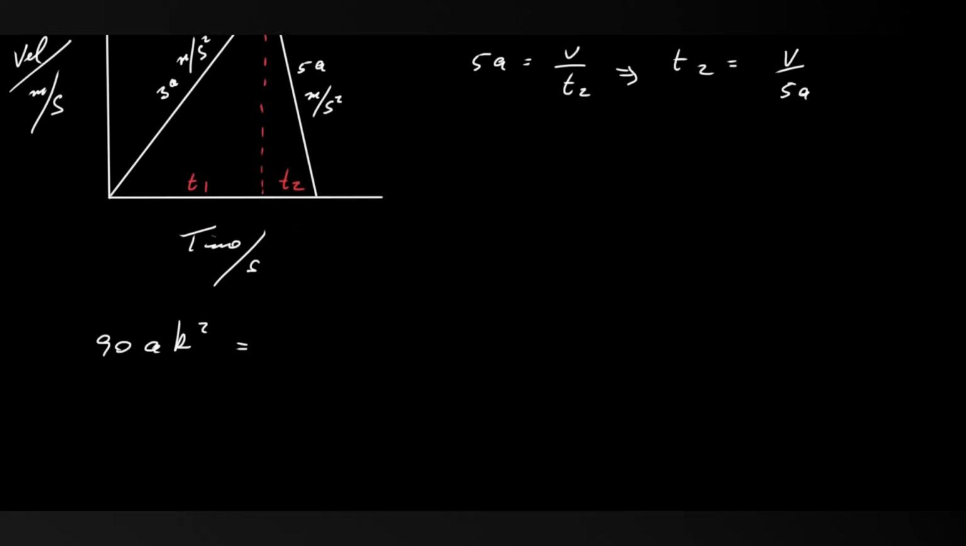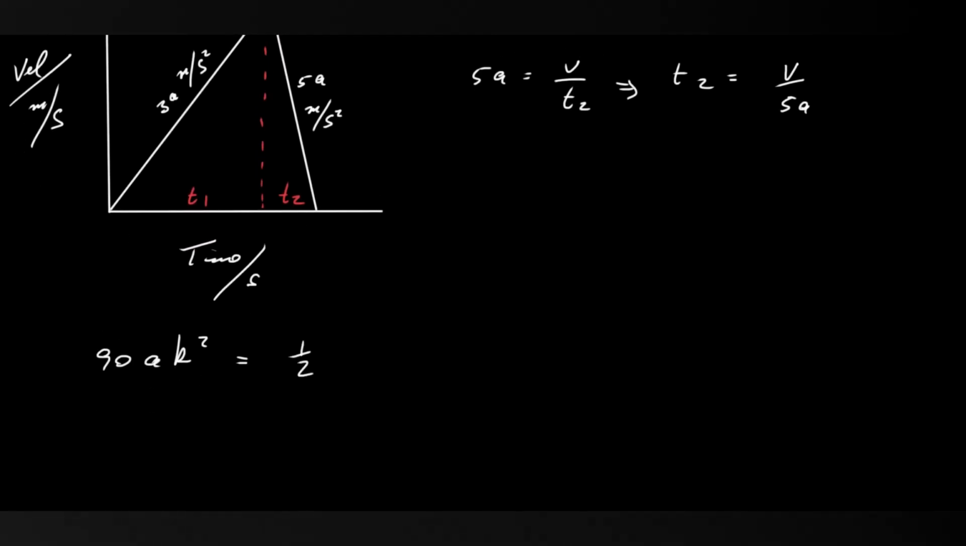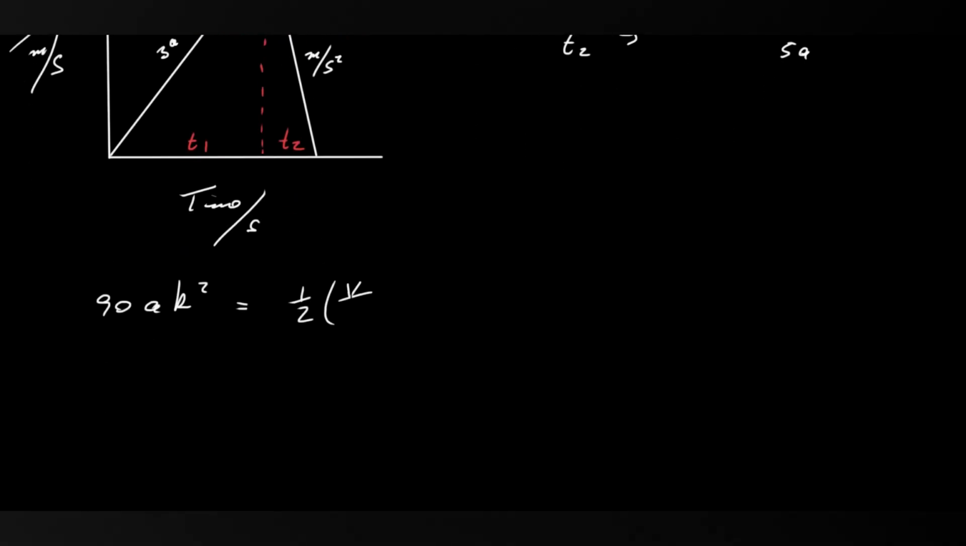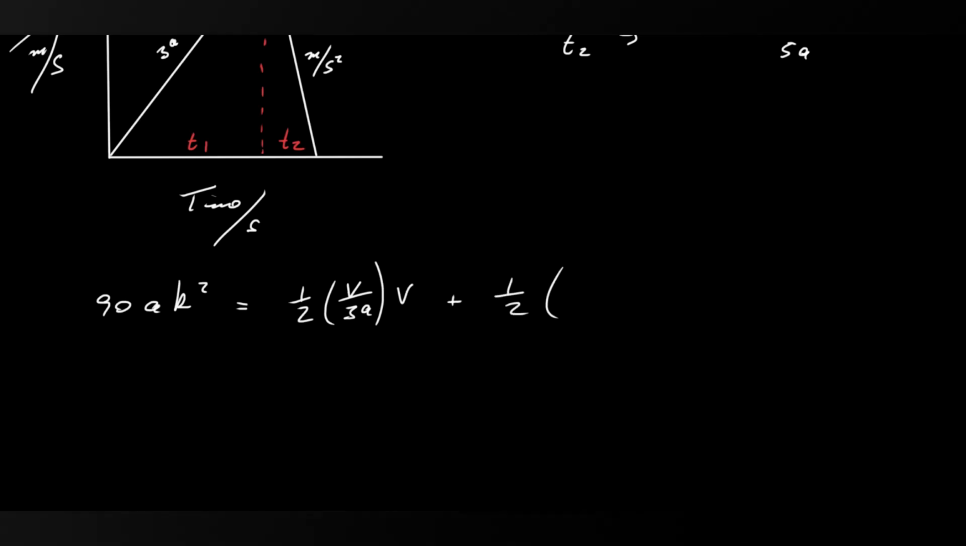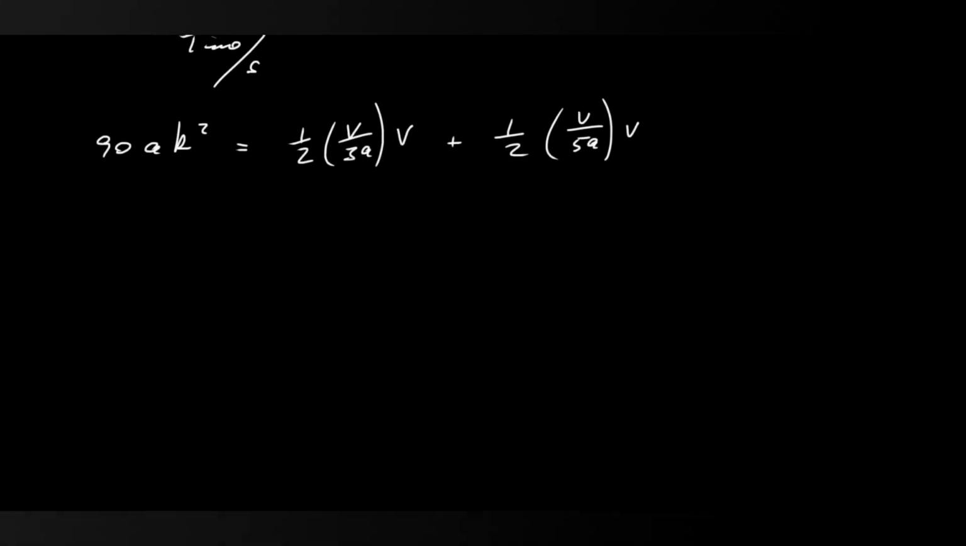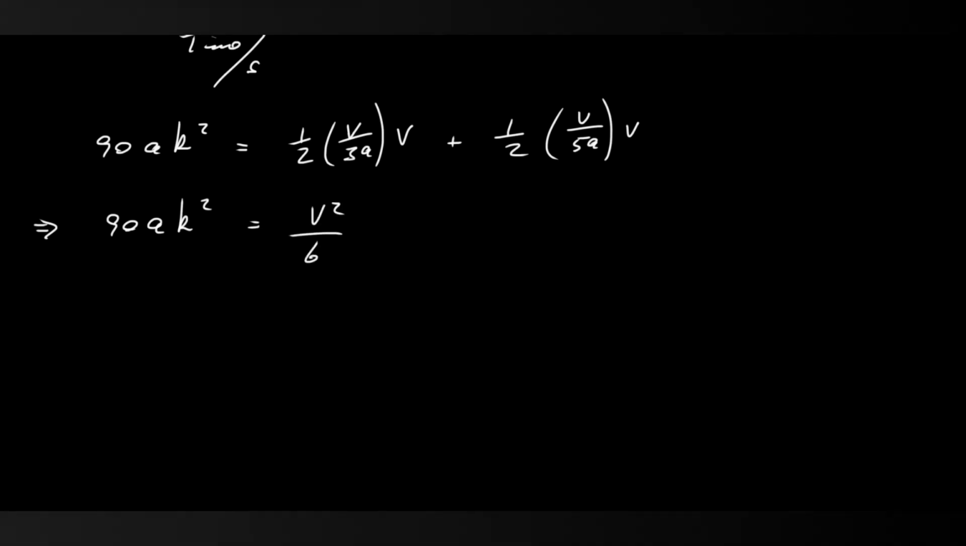So the distance on the left hand side is half the base times the height. So that's half of T1, but T1 up here is v over 3a. So v over 3a, and then times the height. Well, the height is just v, plus again half the base times the height, half of T2. Well, T2 is v over 5a. So I'm going to put v over 5a here multiplied by v. Okay, so let's just simplify all of this. So we got 90ak² is equal to, well, we'll have v² on the top and we'll have 6a on the bottom. Here we'll have v² on the top and we'll have 10a on the bottom.